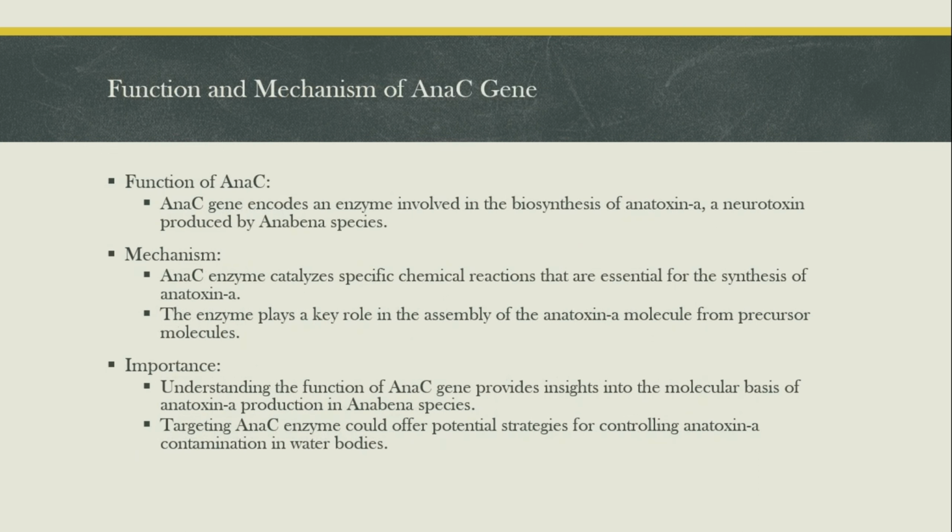The next is the function of NSC. The NSC gene encodes enzymes involved in the biosynthesis of anatoxin A, a neurotoxin produced by Anabaena species. Its mechanism is that the NSC gene enzyme catalyzes specific chemical reactions that are essential for the synthesis of anatoxin A. The enzyme plays a key role in the assembly of the anatoxin A molecule from precursor molecules. In terms of importance, understanding the function of the NSC gene provides insight into the molecular basis of anatoxin A production in Anabaena species, while targeting the NSC enzyme could offer potential strategies for controlling anatoxin A contamination in water bodies. That was the mechanism of the NSC gene.